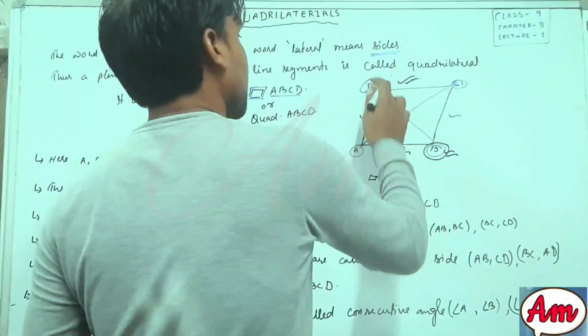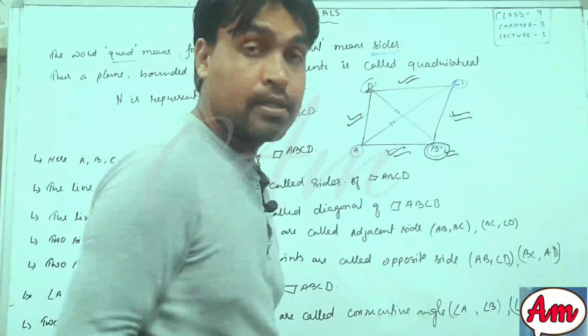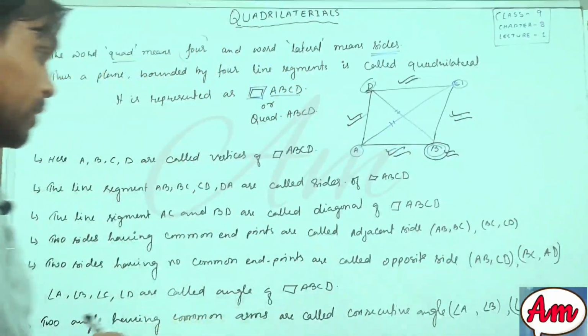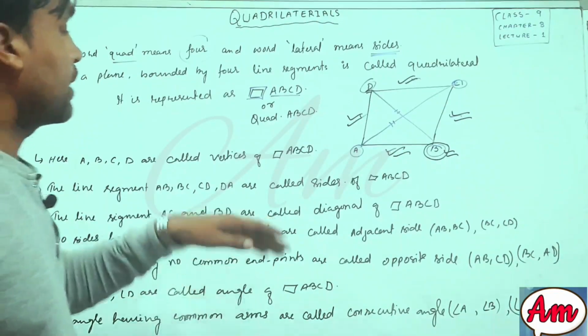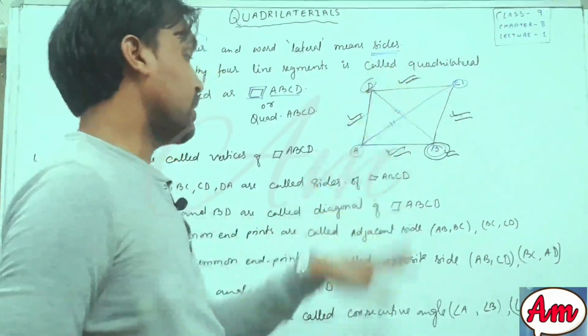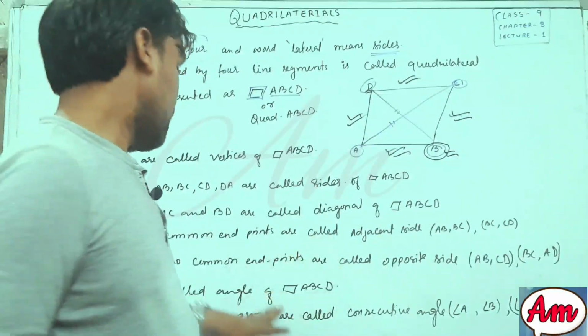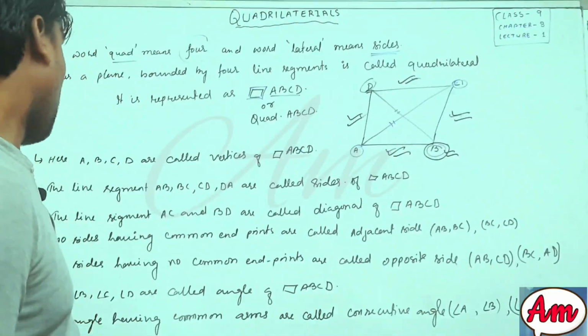Opposite side, or else you can say AD and BC are also called opposite sides. Okay, so next, and this is called what? Angle A, angle B, angle C and angle D are called the angles of a quadrilateral ABCD.